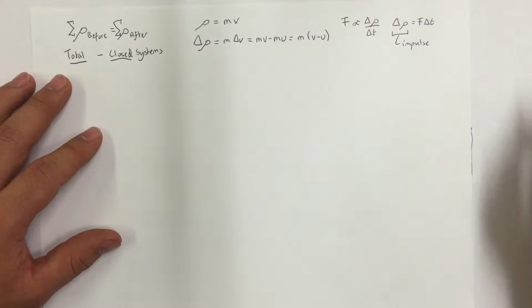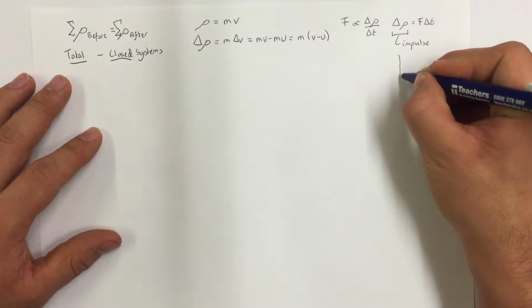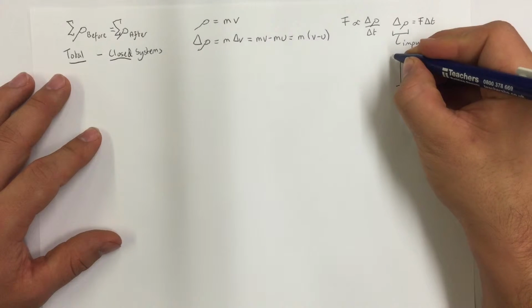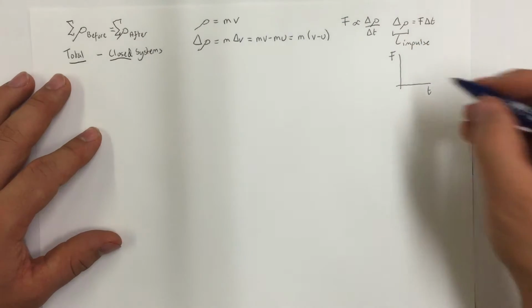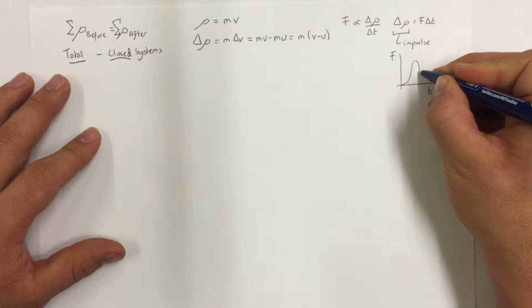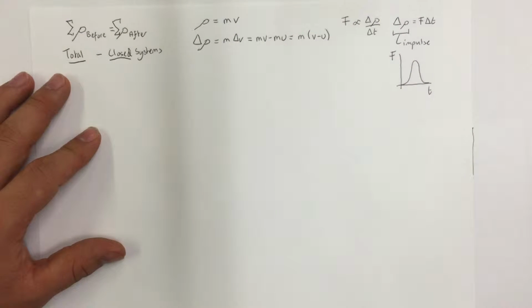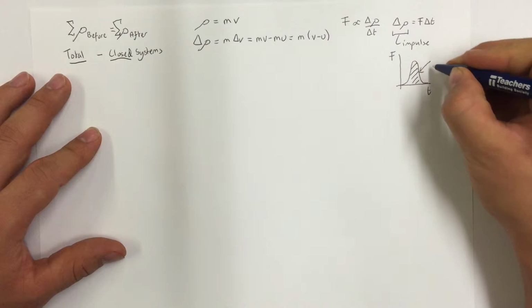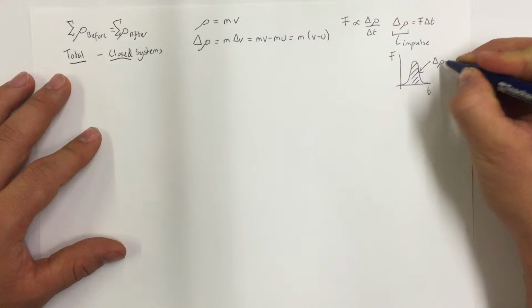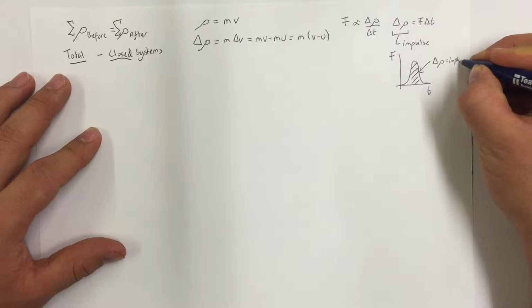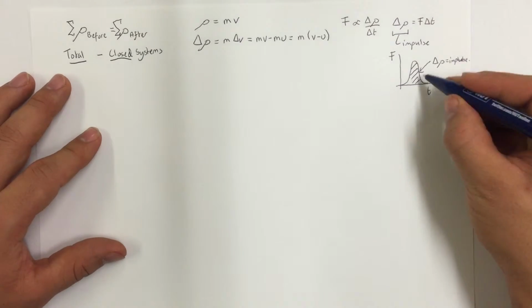Now, that also comes if you have a force-time graph. If it's a momentum question, you will most probably have a force-time graph, and for a collision, you will have a collision, possibly like so, and the area under the graph here, this is delta p, which is the impulse.